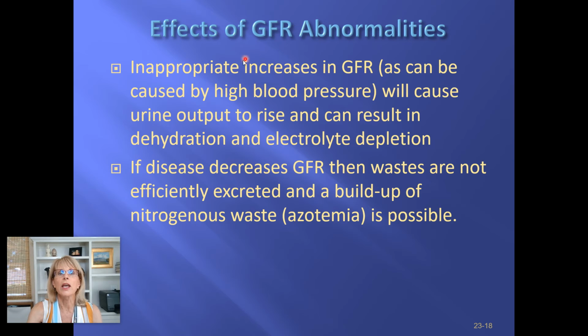What would happen if the glomerular filtration rate is not normal? What happens with GFR abnormalities? Inappropriate increases in GFR, and the biggest cause of this is high blood pressure, will cause too much urine to be made. Why? Now, it's true that you can increase the amount of glomerular filtrate and end up with a normal amount of urine. You can do that. But there is a limit to how much can be reabsorbed from those tubules per minute. So if you're starting out with so much fluid going through that you simply can't reabsorb enough, you will end up with too much urine.